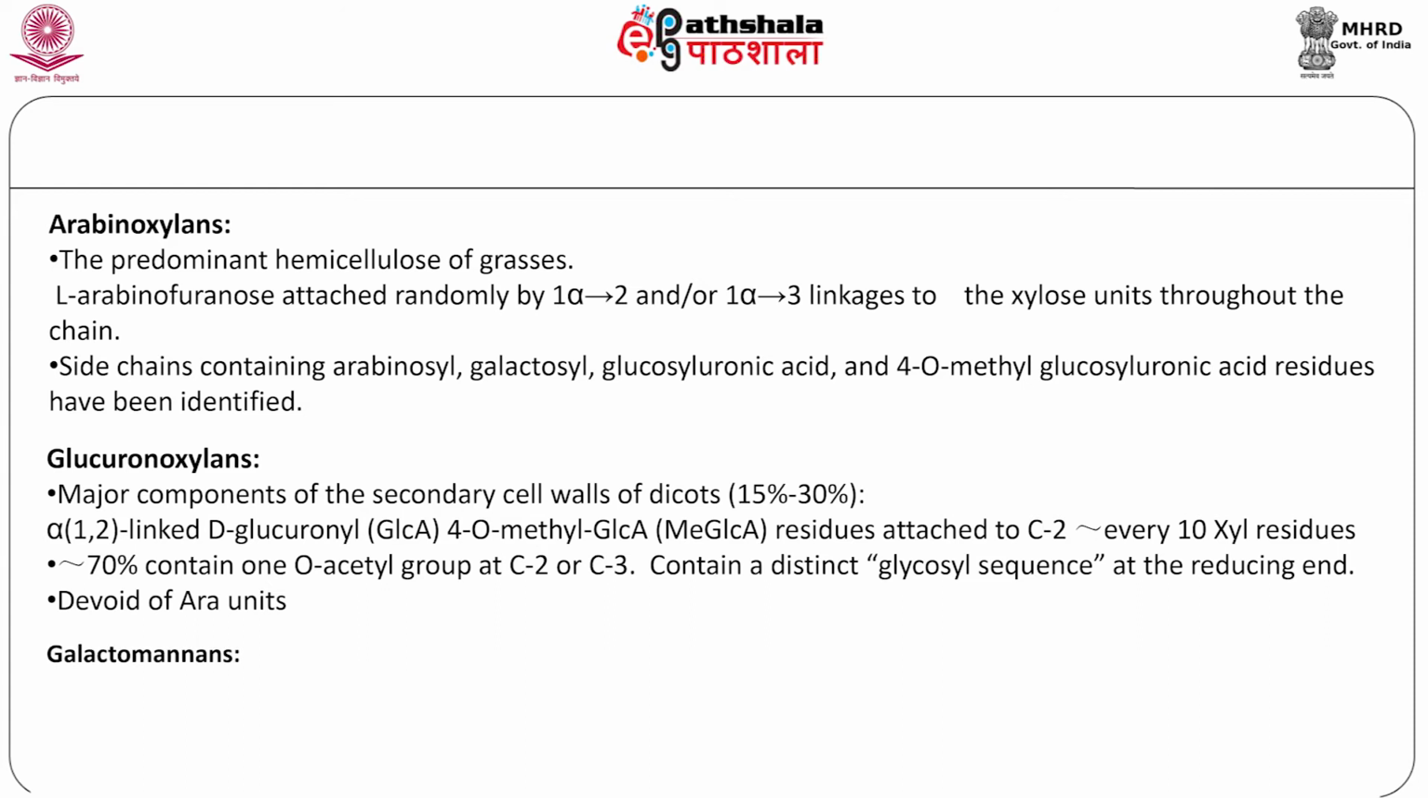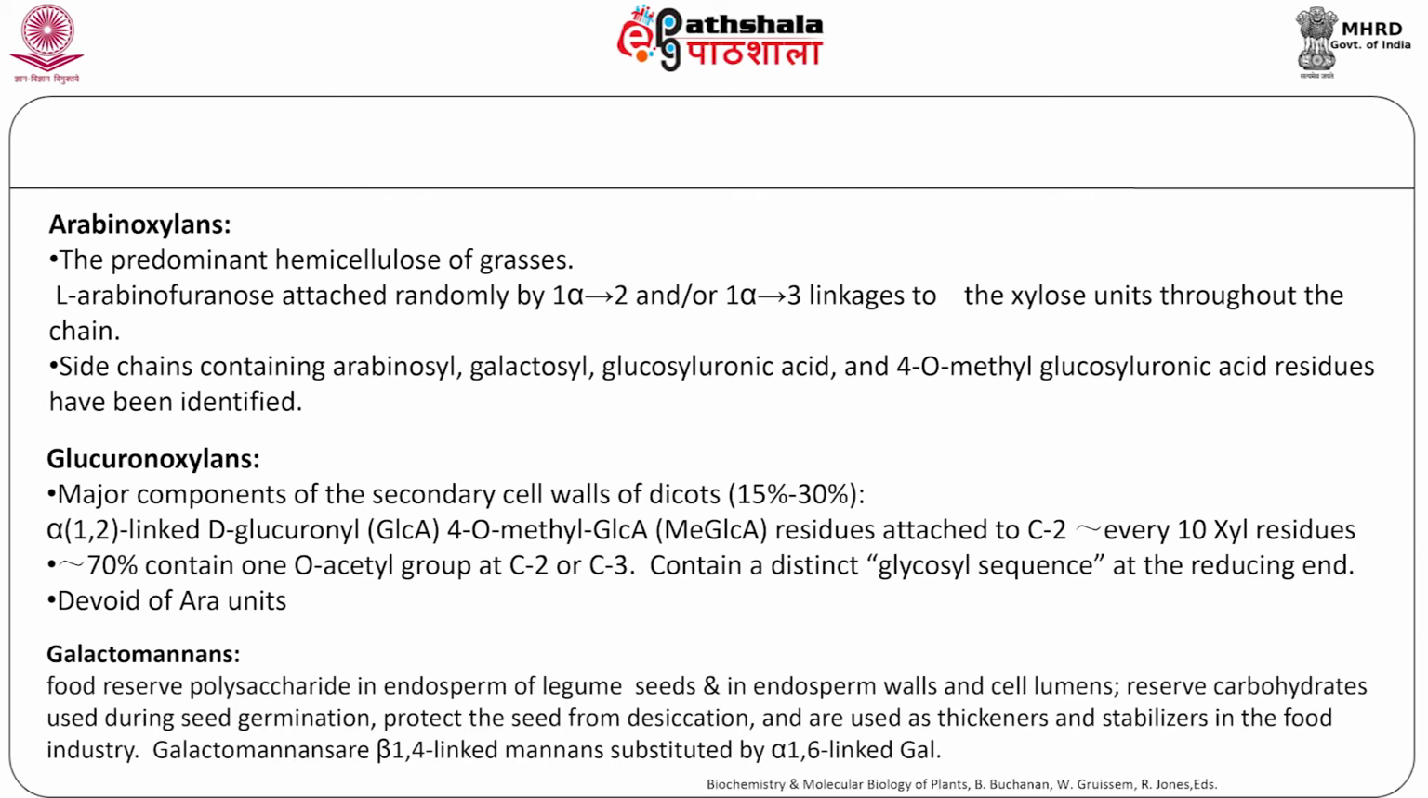Galactomannan. Galactomannans are food reserve polysaccharides in the endosperm of legume seeds and in endosperm walls and cells of legumes. These reserve carbohydrates are used during seed germination, protect the seed from desiccation, and are used as thickeners and stabilizers in the food industry. Galactomannans are beta 1,4 linked mannans substituted by alpha 1,6 linked galactose.